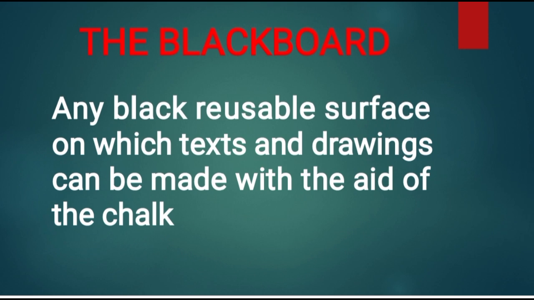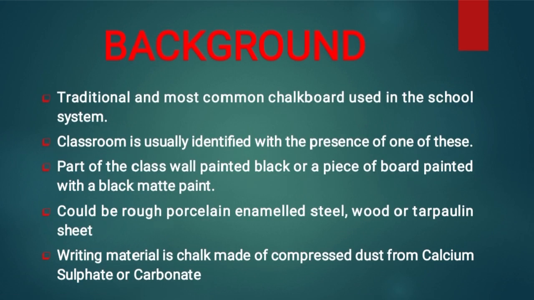So it can be the class wall, it can be some material placed on the wall, it can be glass, enamel, porcelain, it can be wood, whatever it is, as long as it is a black reusable surface on which you can write with our chalk, make drawings with our chalk, it is a chalkboard. The blackboard is the traditional chalkboard and is the most common chalkboard used, especially in this part of the world.